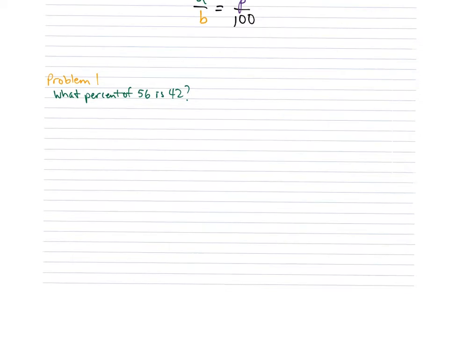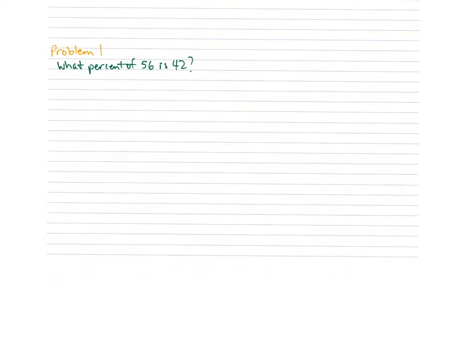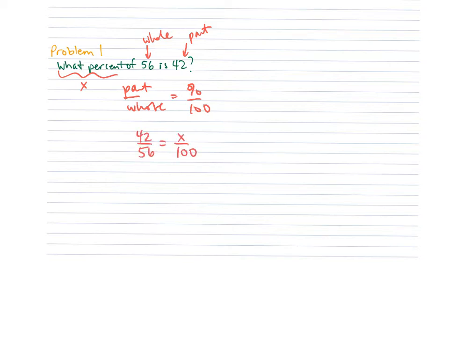So let's see this first problem. It says, what percent of 56 is 42? If we set up our part over whole equals percent over 100, we can fill in the pieces. So what percent of 56? This is my whole, 56, and 42 is my part. And what we're looking for, the percent, is going to be my x. So this is going to be 42 over 56 equals x over 100.